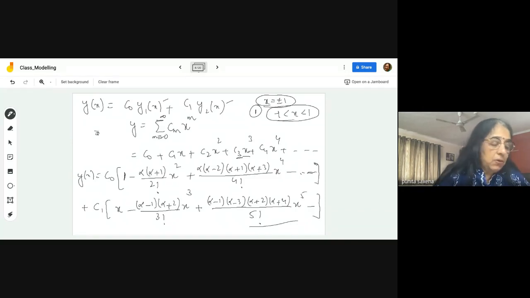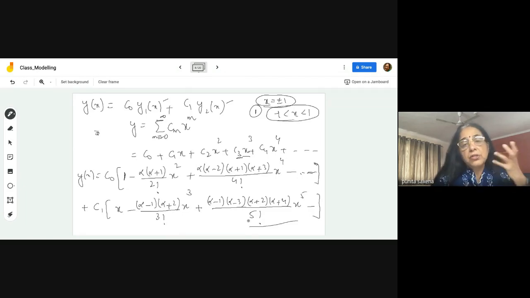Fine. Now, this is the solution, the power series solutions that we have got. What is so special about it? The obvious question should be, we have picked up a typical differential equation and we are solving it, so there must be something special about it. That is what we are now going to find.